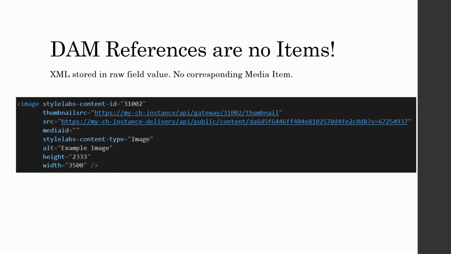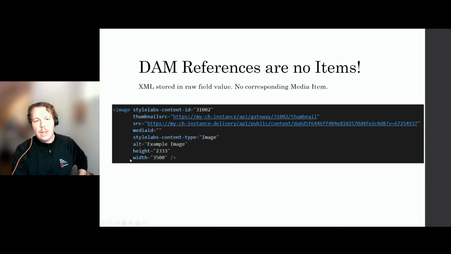All that is actually stored within the raw value of an image field is an XML snippet like this one. So we have the Stylelabs content ID. This is the asset ID from Content Hub. We have a thumbnail link. We have the actual public link that we are going to use, and just some basic metadata like an alt text. I believe this is mapped to the title field, and a height and a width. So that's all that we have from the connector.